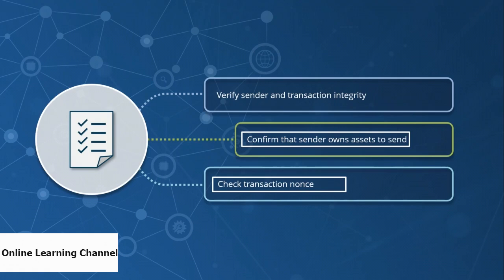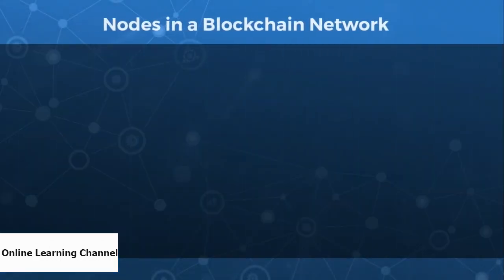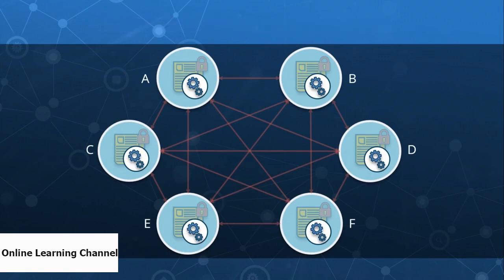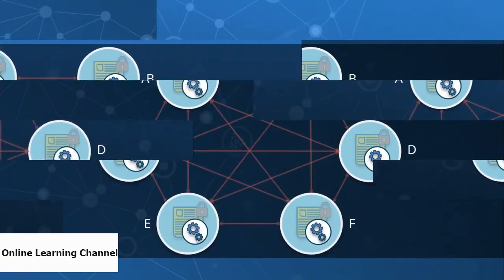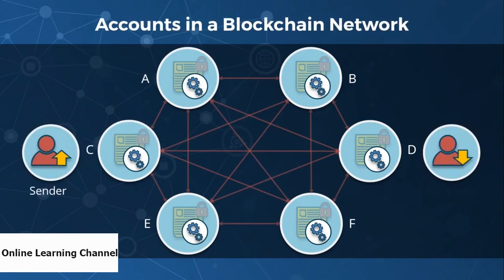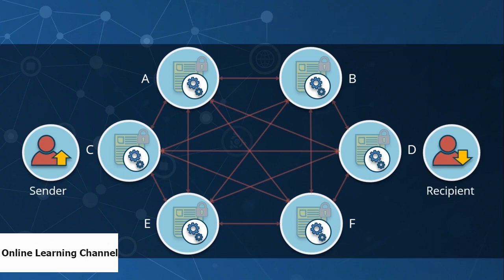So let us now take a look at how transactions are initiated, how they are picked up, and then how they get verified. So assume we have multiple nodes in the blockchain network. In this particular case, there are a total of 6 nodes. And one of these nodes happens to be a sender of a transaction, that is the transaction initiator. So let us say node C wants to send over some ether to node D, which is the recipient in the transaction.